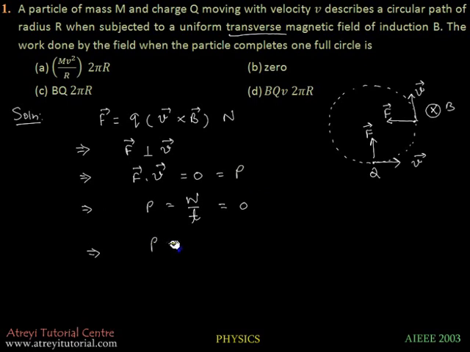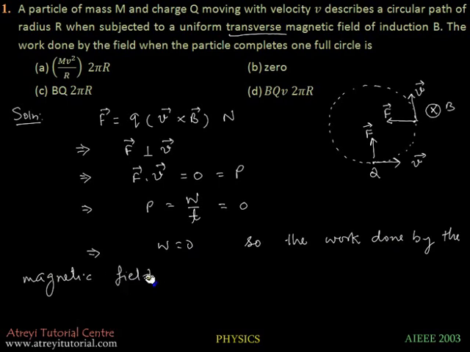work done is 0. So the work done by the magnetic field is always 0. Hence option B is correct.